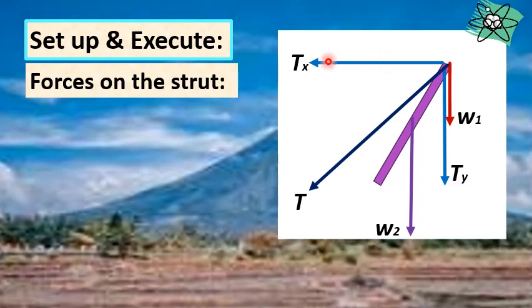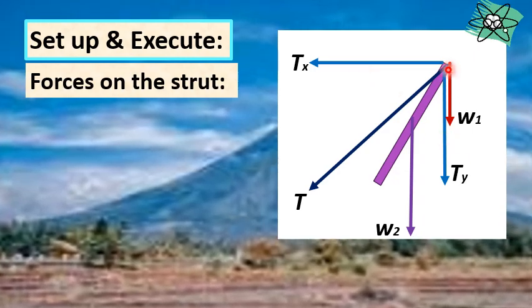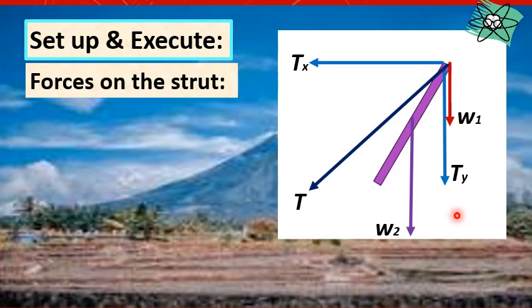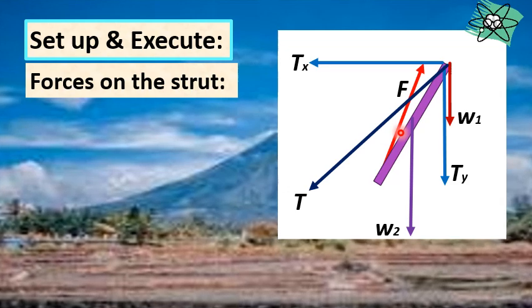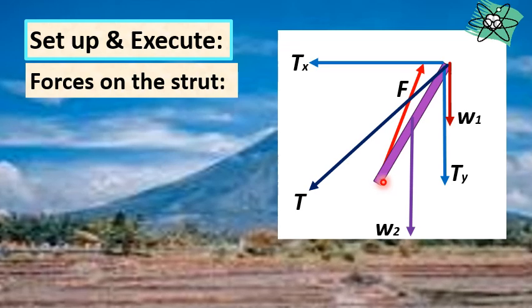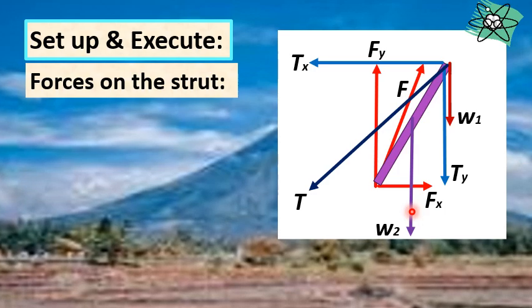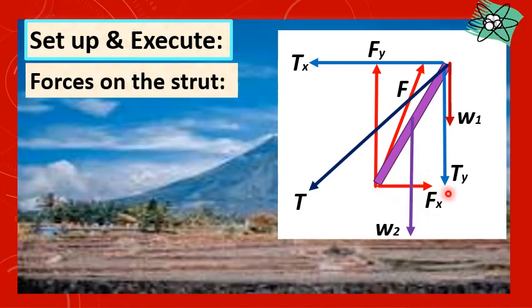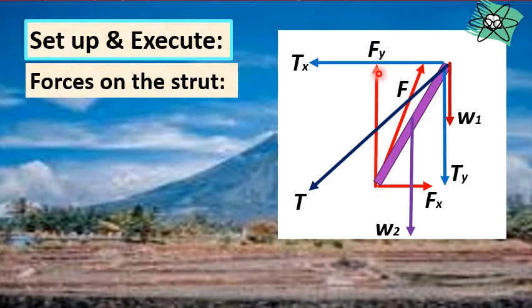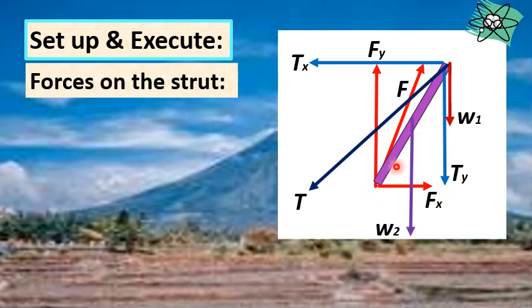Take note that both Tx and Ty are acting on the upper end of the strut. And of course, there is the force F exerted by the pivot on the lower end of the strut, which also has its x and y components. The x component is directed to the right, and the y component directed upward. So both Fy and Fx are acting on the lower end of the strut.